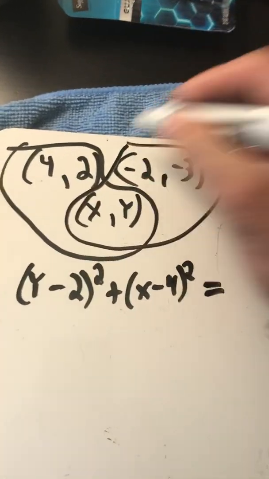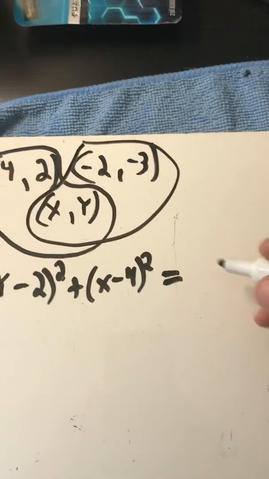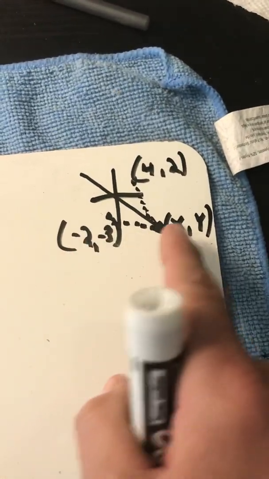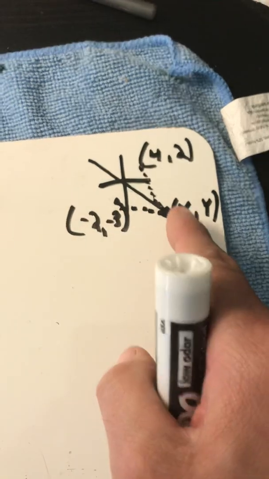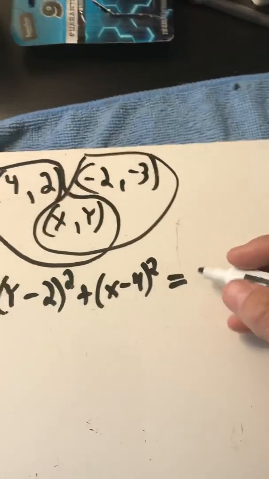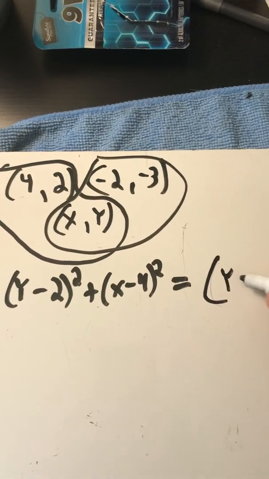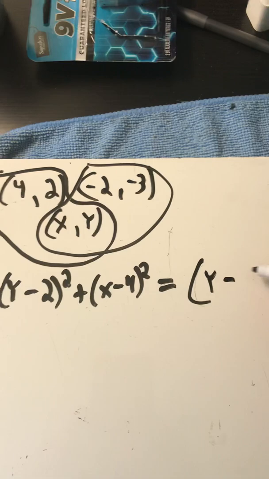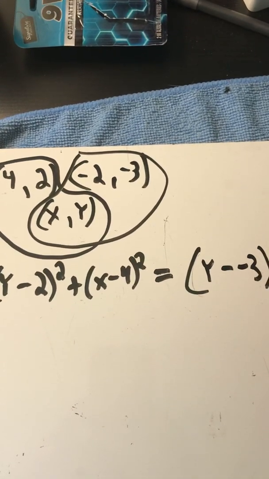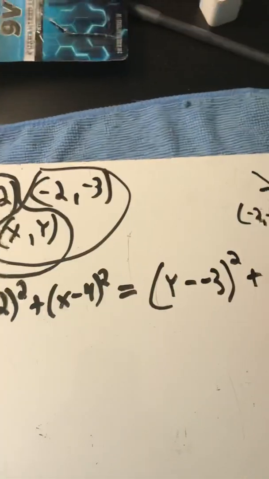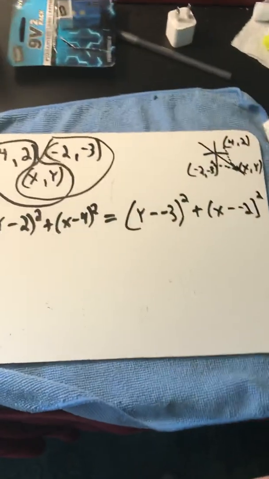Now we're going to do these 2 points. y2, because that's the point on the line we're talking about. We're trying to get the distances equal. This distance is equal to this distance. So y2, which is y, minus y1, which is negative 3, minus negative 3, squared, plus x2 minus x1, negative 2, squared. I set them equal to each other.